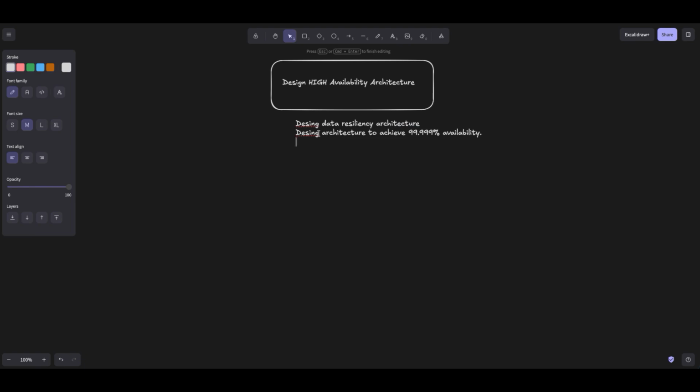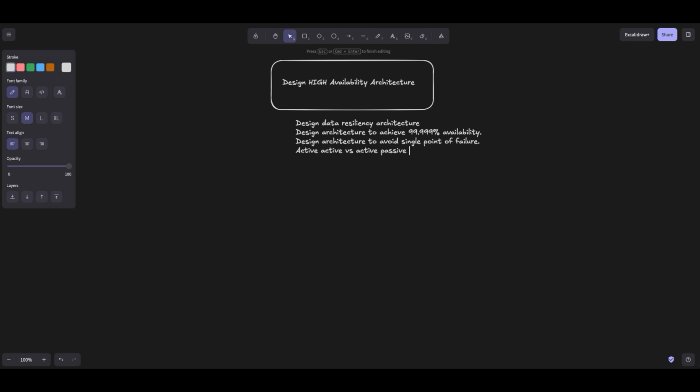achieve 99.999% availability. Five nines is generally a standard that is requested from every organization for the replication of time. Or it can also be asked, design architecture to avoid single point of failure, or active-active versus active-passive architecture, etc. These are all possible questions that can be asked in an interview.